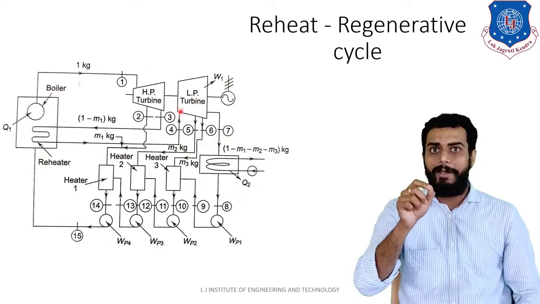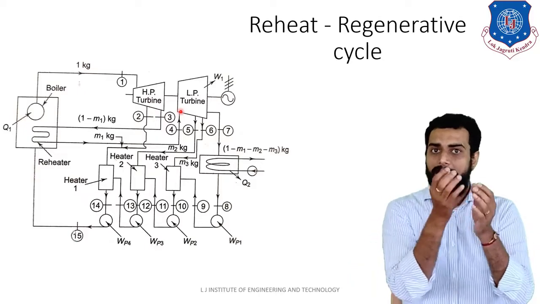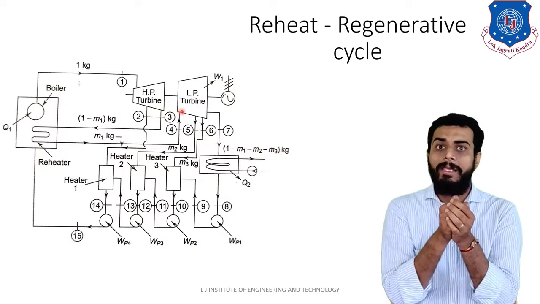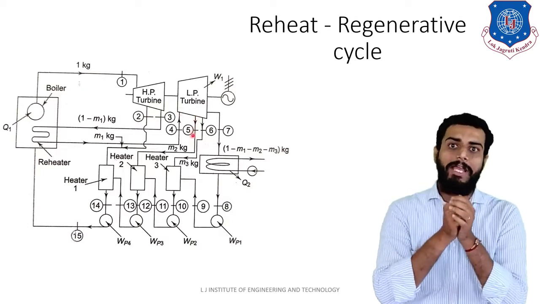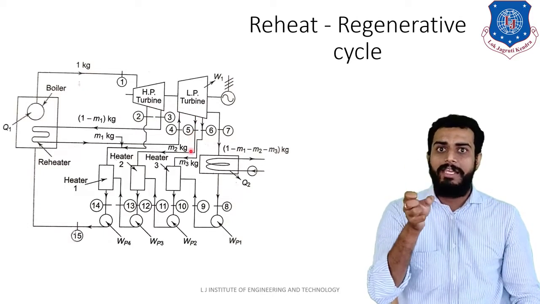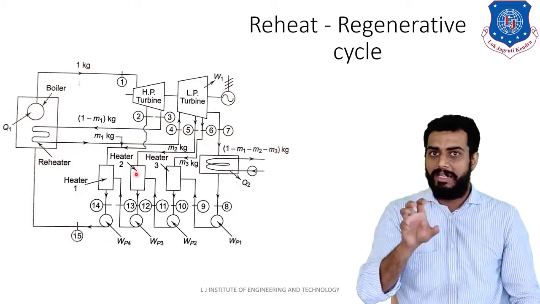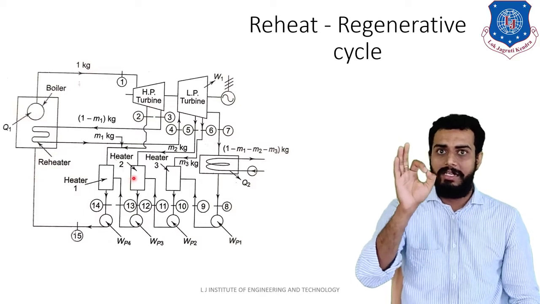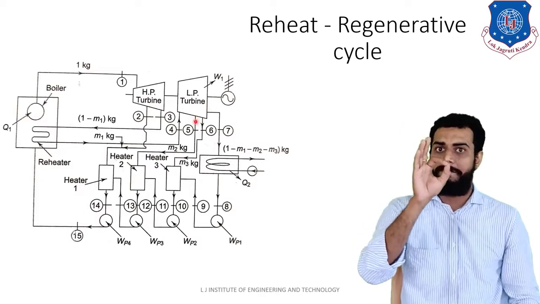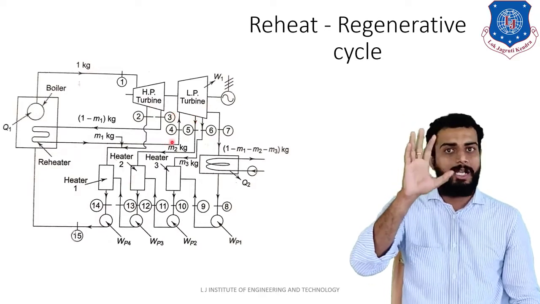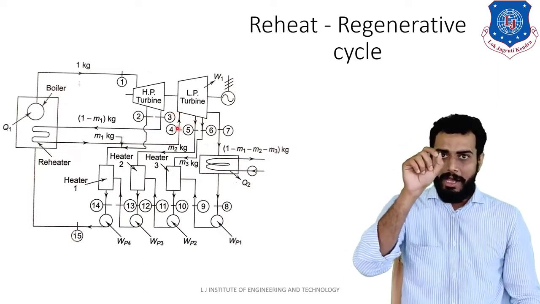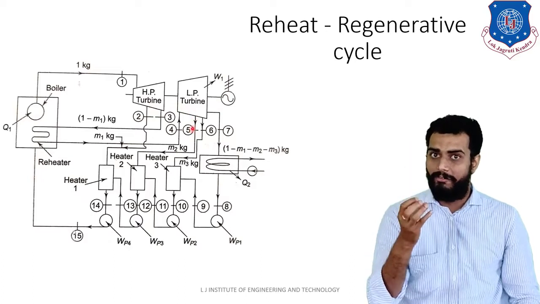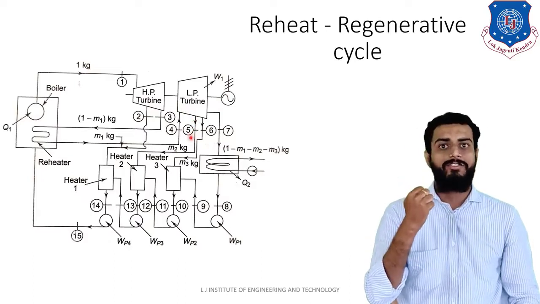Now further, what will happen? In the low pressure turbine also, at the intermediate stage, we are extracting, let us say, m2 kg of steam, shown by point number 5, and this m2 kg of steam is supplied to heater 2, as you can see in the diagram easily. I am repeating again: at the inlet of the low pressure turbine you are supplying the reheated steam at point number 4, and at the intermediate stage, point number 5, you are extracting m2 kg of steam.